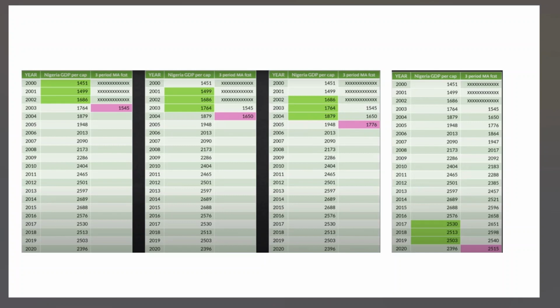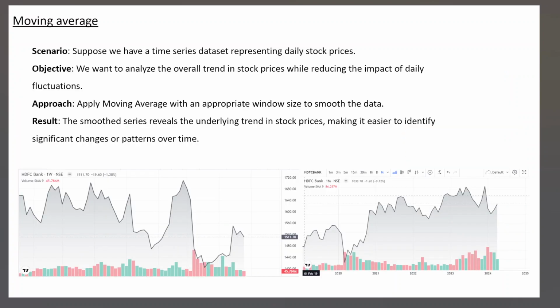Next, similarly, it takes these three data points, 1499, 1686 and so on, averages them out, and gives 1626. Similarly, it takes the next three and gives the average. In a similar way, it generates the moving average values, and if you plot them, the plot will be close to the original but without the fluctuations. It smooths out the plot.